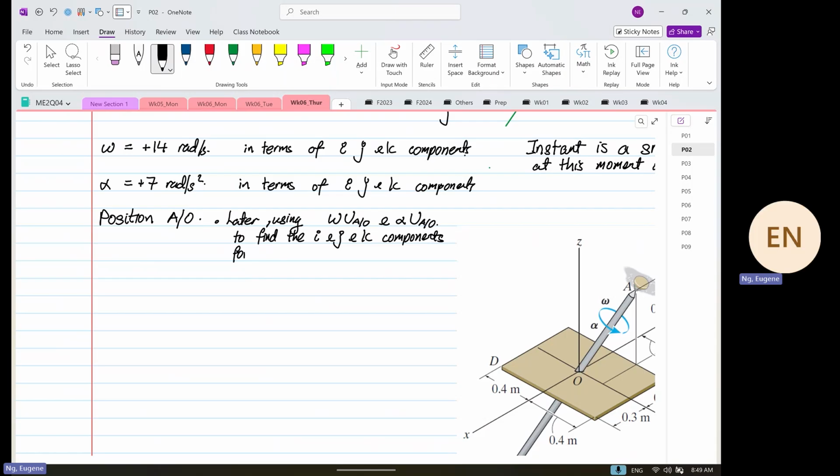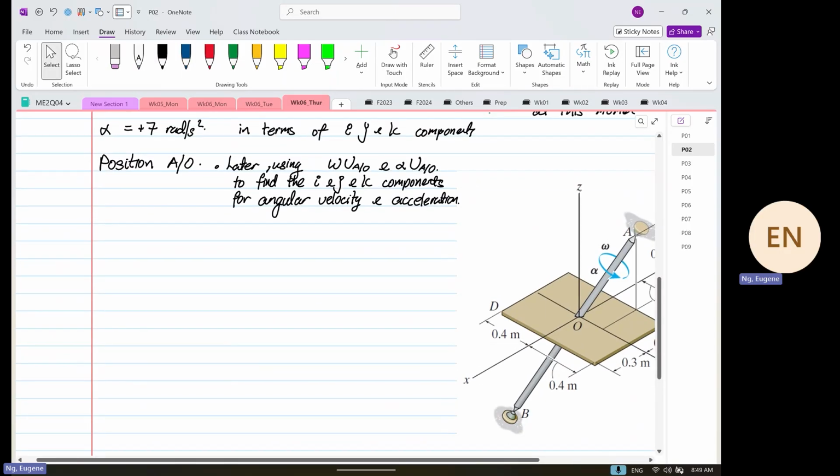for angular velocity and acceleration. Okay. Now you have seen this form before. Let me give you an example. Let me give you a 2D example.